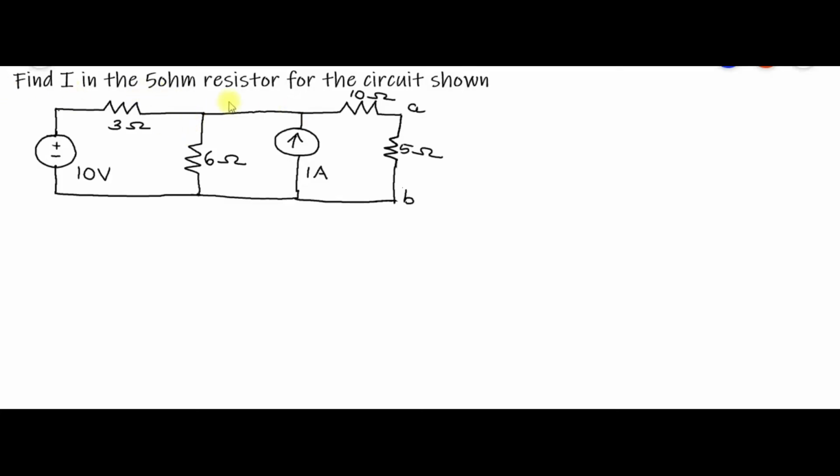Find current in the 5 ohm resistor for the circuit shown. Here there is a voltage source as well as a current source. Here first you have to remove this load resistor 5 ohm and short the terminals A and B. Then you have to calculate ISC. For that first you have to calculate V. Then only you will be able to calculate ISC, that is the short circuit current flowing through this circuit.